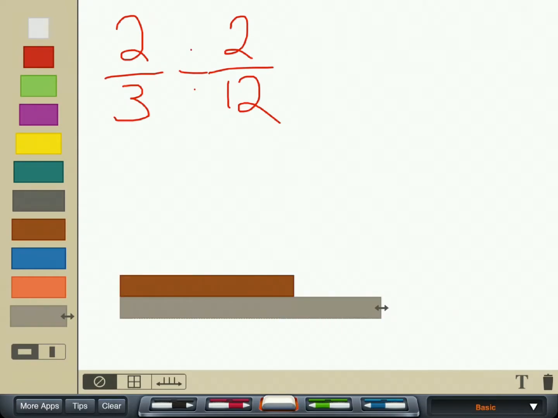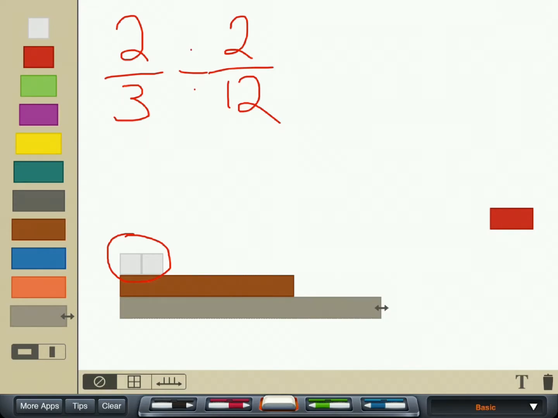Now 2/12 in this event would be this. That is 2/12. Now, how many times will that fit into the 2/3, which is the brown bar? Well, I think we can see, and I'm going to use a red one to model, once, twice, thrice, 4 times. It's going to happen 4 times.